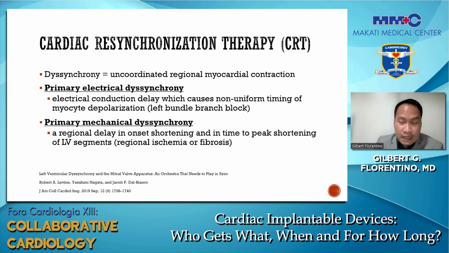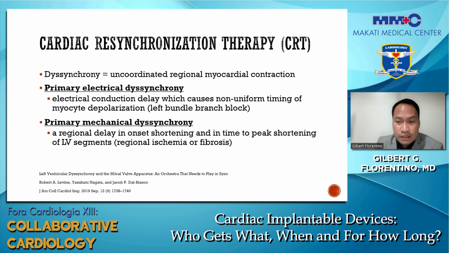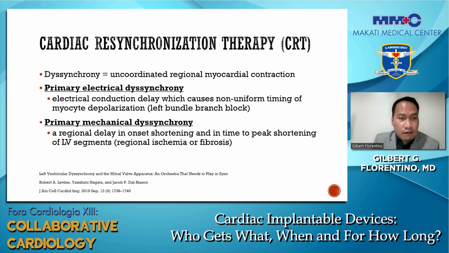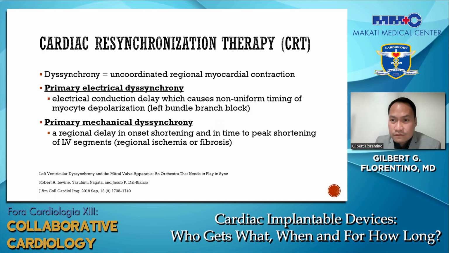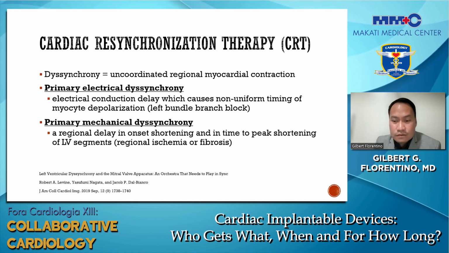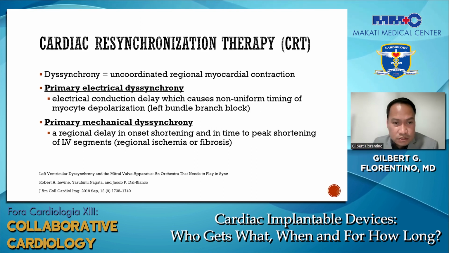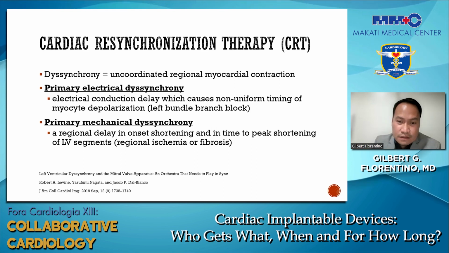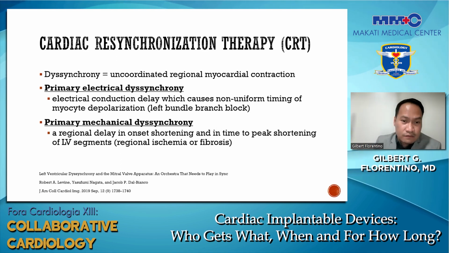The primary mechanical desynchrony, on the other hand, comprises regional delays, such as delayed time to peak shortening of LV segments, and regional ischemic fibrosis, usually documented using 2D echo or sometimes cardiac MRI. But unfortunately, in the CRT criteria for who will benefit from CRT, we usually use the electrical desynchrony, or the ECG for LV desynchrony, because there is a lot of variation and different interpretation in the measurement of mechanical desynchrony.